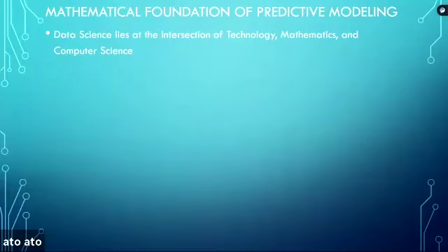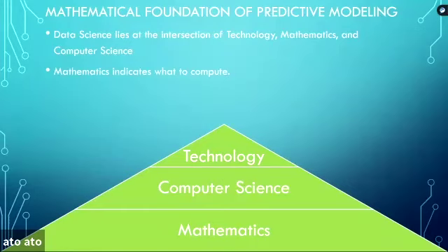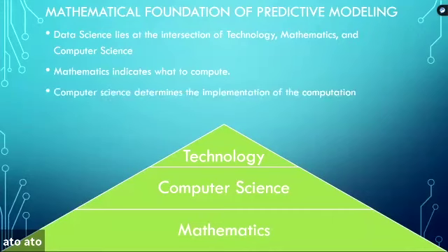So now let's try to reimagine data science, but let's do it at a bit more rigorous level. Here's how I actually imagine data science. While data science makes use of technology, mathematics, and computer science, I don't see it as a Venn diagram. I see it as a pyramid. And this isn't just because I studied math and I've got a dog in the fight that math is at the bottom of it. It's because there's an order of operations here. The order of operations is that math indicates what to compute. Computer science determines the implementation, and technology is the tool for the computation. So it's not a Venn diagram, it's quite sequential.